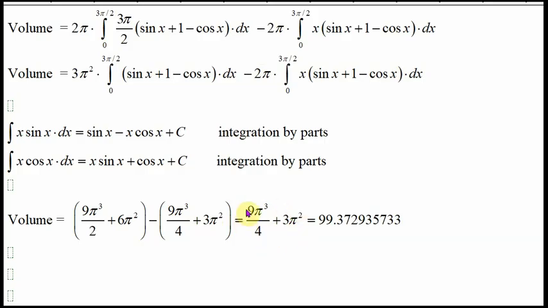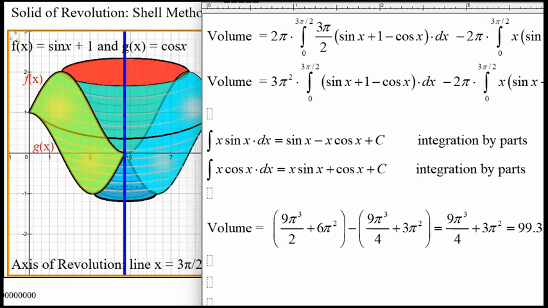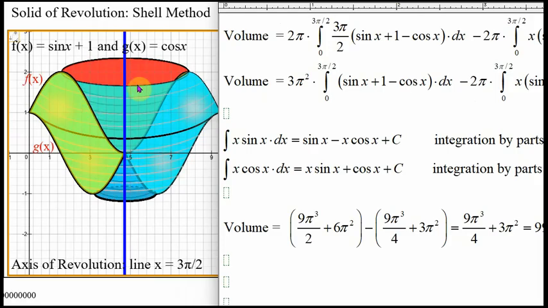And this is the exact volume of this solid of revolution. And that's the end of the video.